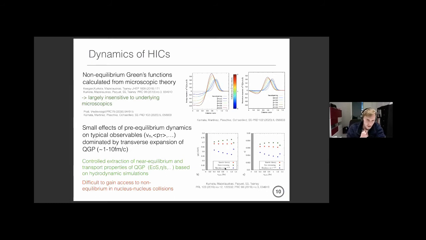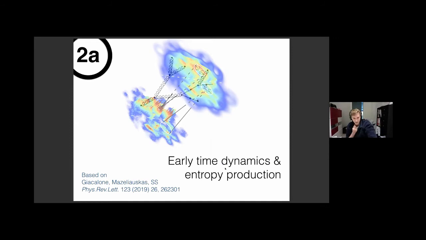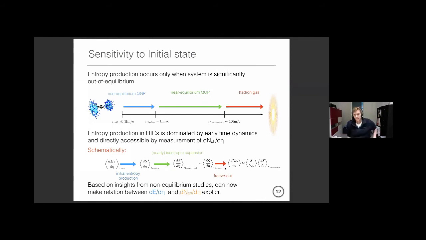Okay. So this was kind of my brief overview on equilibration. With that, I would now like to come to some cases where we think we can actually access some of the pre-equilibrium behavior. And so the first topic that I would like to address is that of entropy production. I said that generally we're rather insensitive to the behavior of these early stages. However, there's of course an important exception, and that is with regards to entropy production in heavy ion collisions.